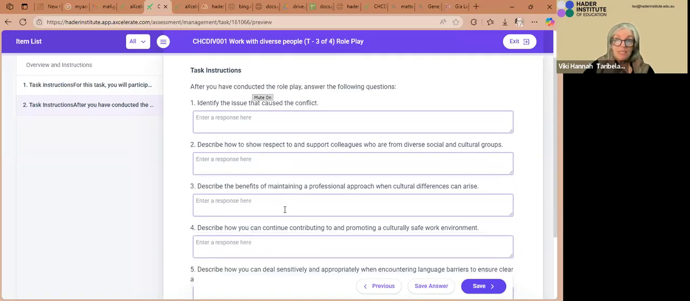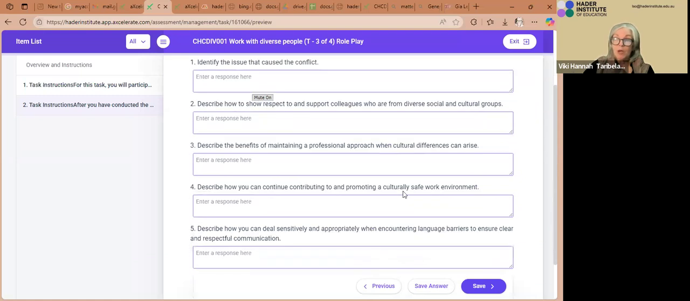Describe the benefits of maintaining a professional approach. You will model that in your role play when cultural differences can arise. Describe how you can continue contributing to and promoting a culturally safe work environment. That's when the conflict has been settled, where everybody can move on and do their next thing. And this is your conversation that you have with your supervisor. So that's what you're demonstrating here.